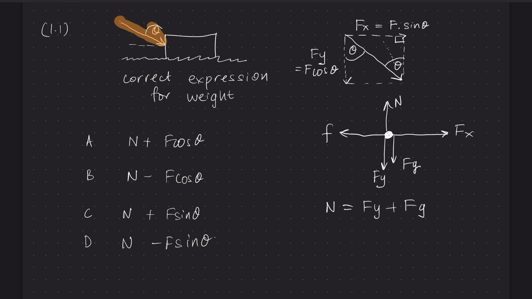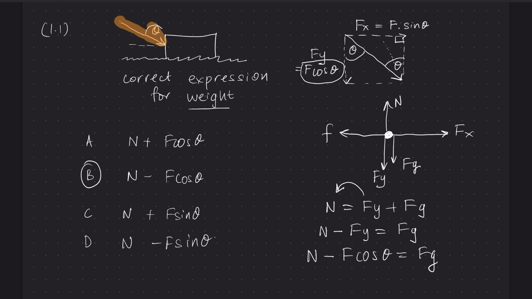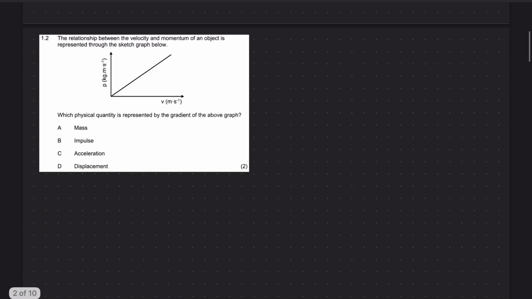Now, if we want the weight, that means we take Fy across, n minus Fy equals Fg, and we know Fy is F cos theta, so n minus F cos theta equals Fg, which is option B. Let's look at this question.